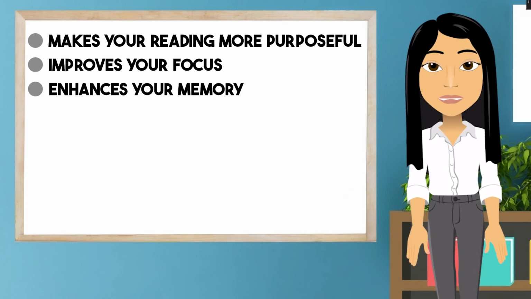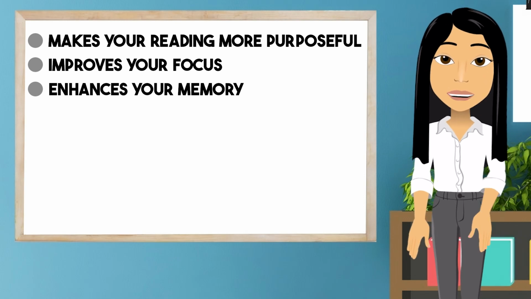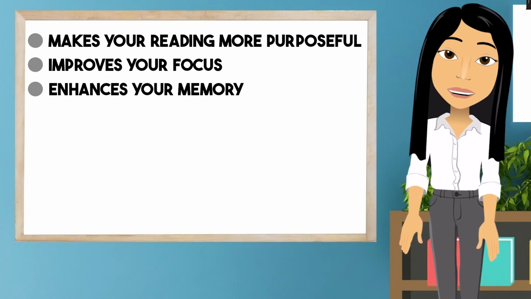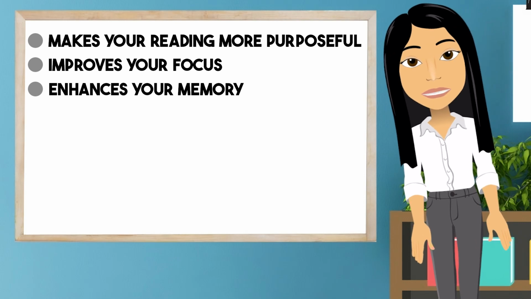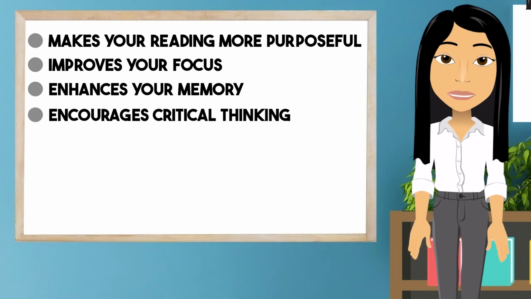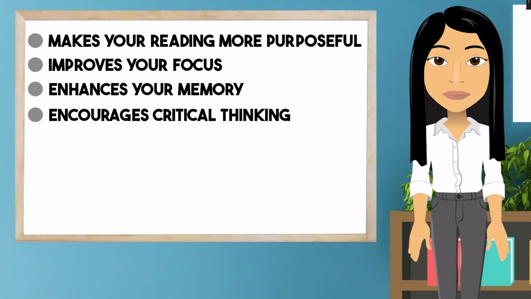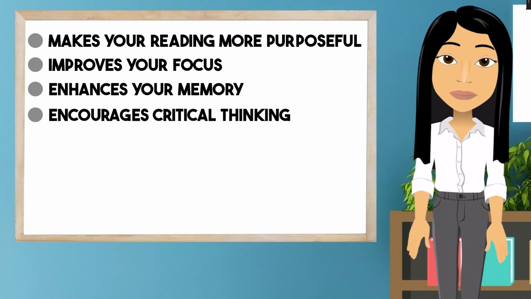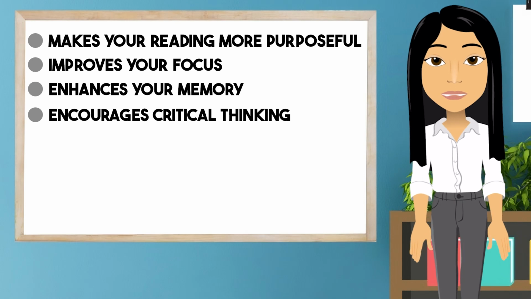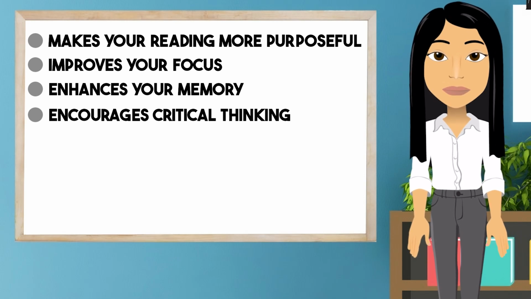By connecting new information to what you already know, you're creating stronger mental links, making it easier to recall later. It's like building a bridge between your existing knowledge and new information. Moreover, KWL encourages critical thinking. As you compare what you knew before with what you've learned, you might discover misconceptions you had or identify areas where you need more information. This self-reflection is a crucial part of the learning process.